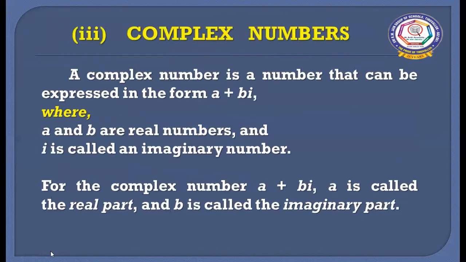Next one is complex numbers. A complex number is a number that can be expressed in the form a plus bi. Here a and b are real numbers. i is considered an imaginary number. A complex number a plus bi is written in the complex format. So a is called the real part and b is called the imaginary part.